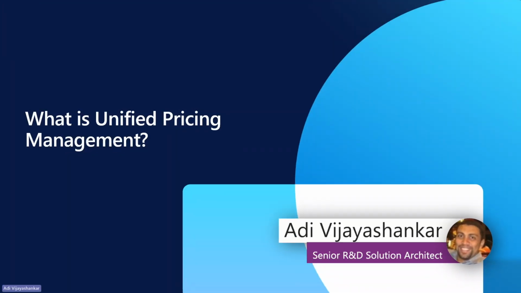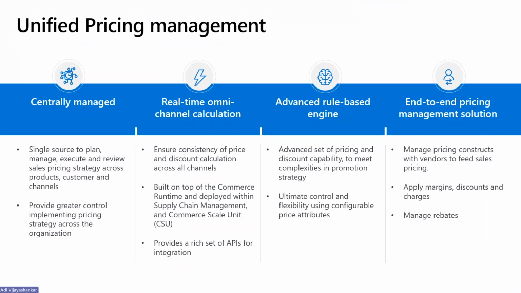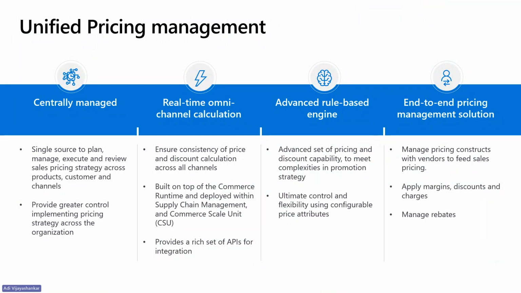Thanks, Mathieu. So let me first give an overview of pricing management. Unified Pricing Management in Dynamics 365 provides a centralized set of advanced capabilities for managing and executing business-to-consumer and business-to-business sales pricing. With centrally managed pricing, organizations can use a single set of tools in Dynamics 365 to plan, manage, execute, and review pricing across all channels. Unified Pricing Management allows for greater control to ensure your pricing strategy is implemented as intended. Real-time omni-channel calculation ensures consistency of price and discount execution across channels.